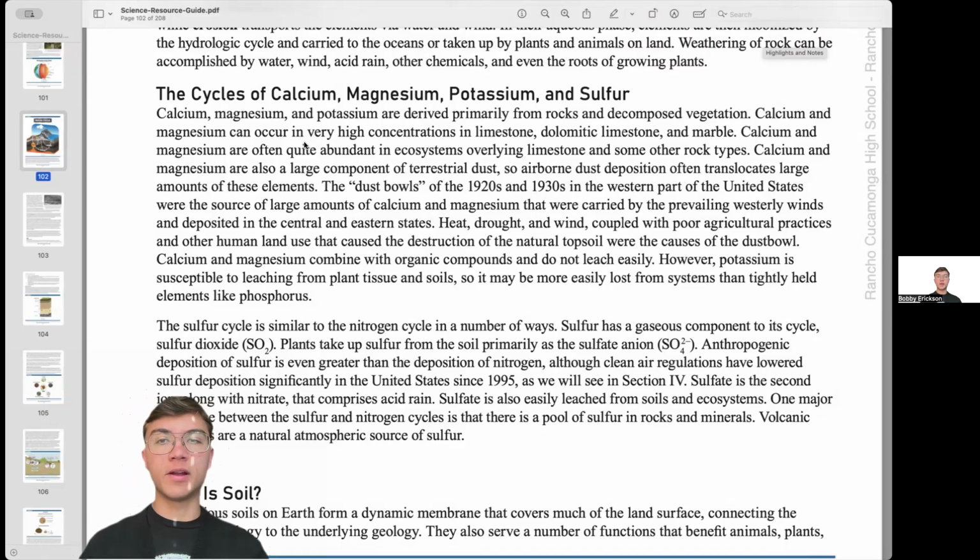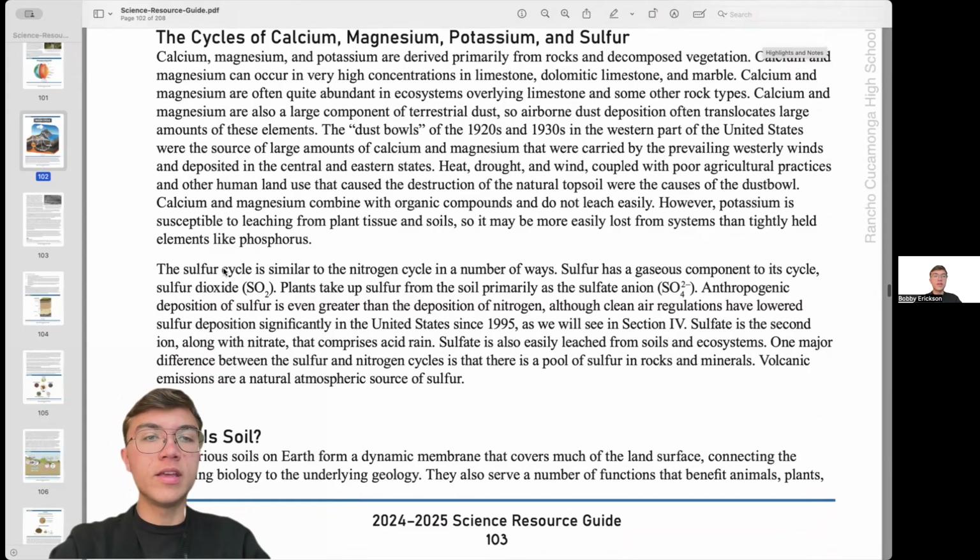And especially this is lost if there are lots of systems with phosphorus. So if there's lots of phosphorus in the area, then it's often susceptible to leaching, which is where it's being lost. And so then we get into the sulfur cycle, which is actually very similar to the nitrogen cycle. It has a gaseous component, which is sulfur dioxide, and then plants take up the sulfur through the sulfate anion. Notice how it's an ion again, and we talked about earlier how it's ionic compounds which can be taken up by plants.